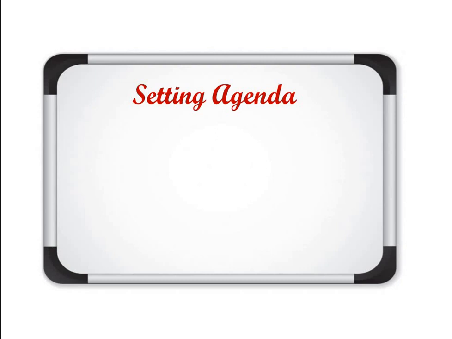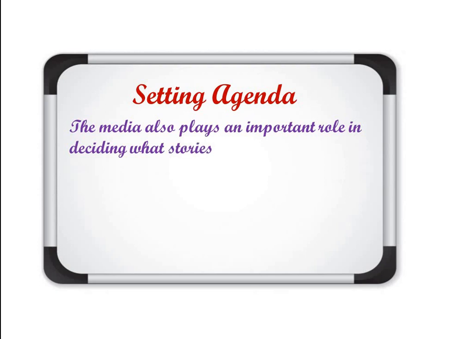Next is setting agenda. Basically here we read how different news channels or different means of media think about what should be given as news, what should be given to the people. So that is setting agenda. See, the media also plays an important role in deciding what stories to focus on. Media plays a very important role in deciding what should be given to the people for watching.